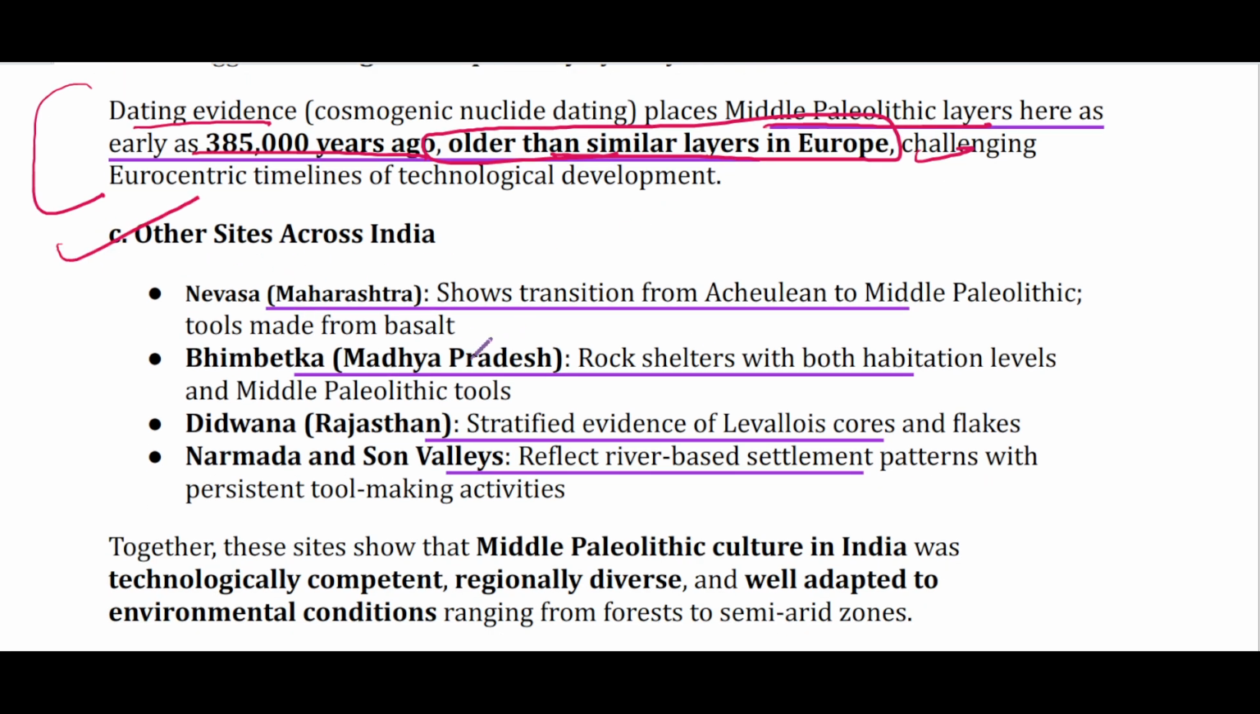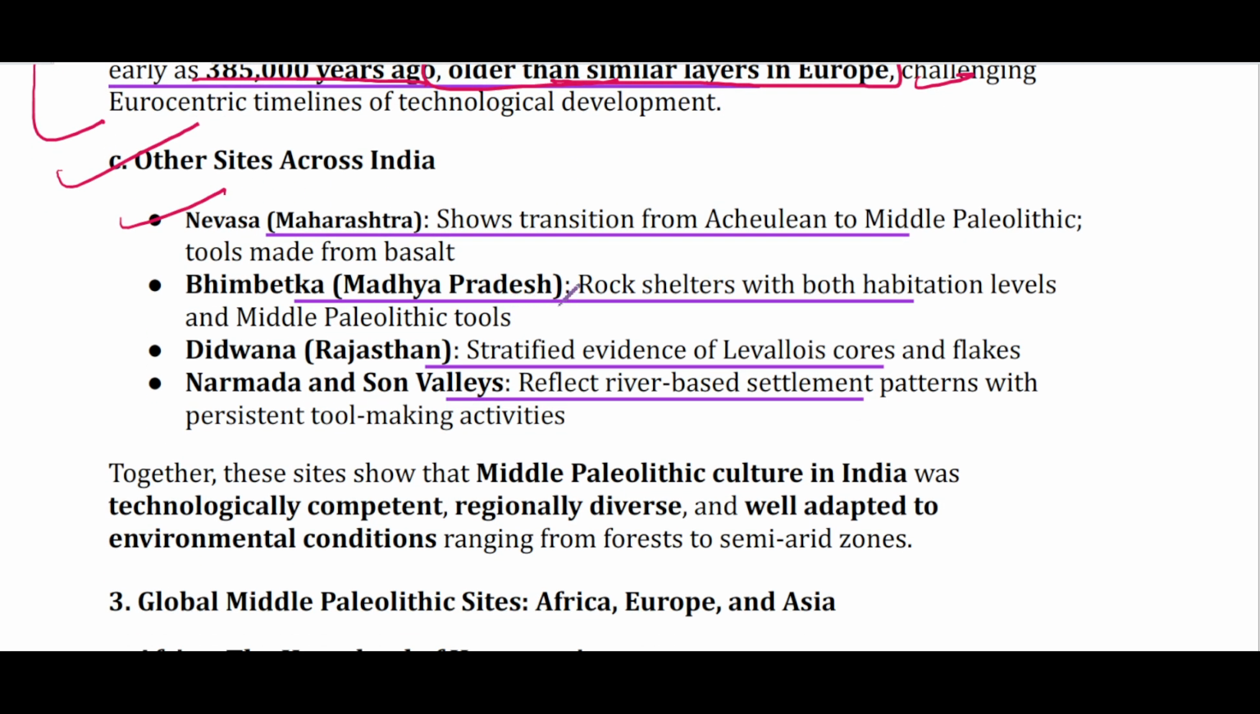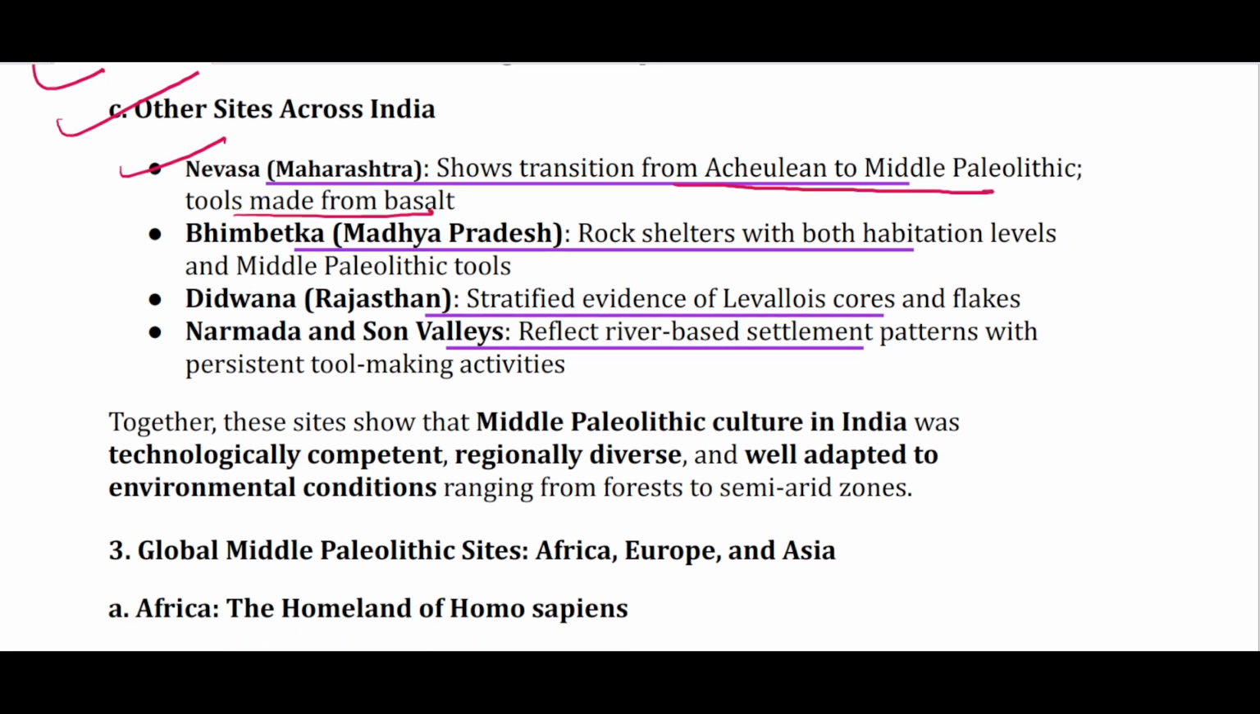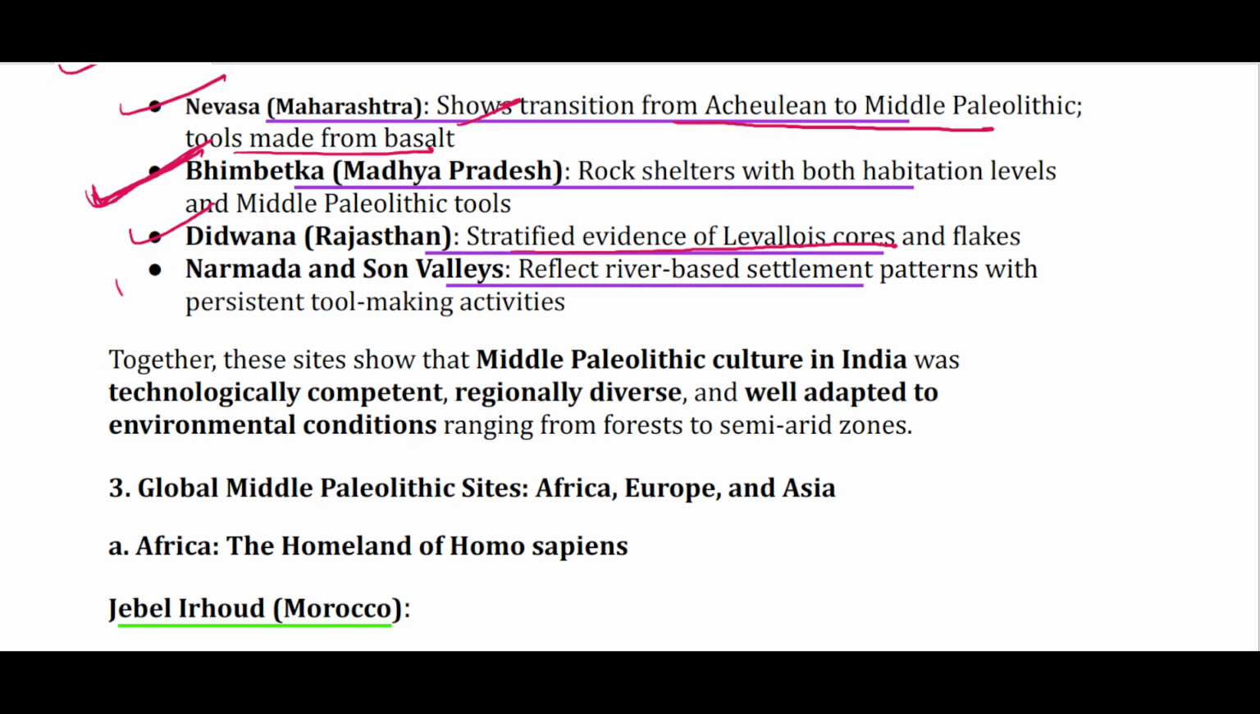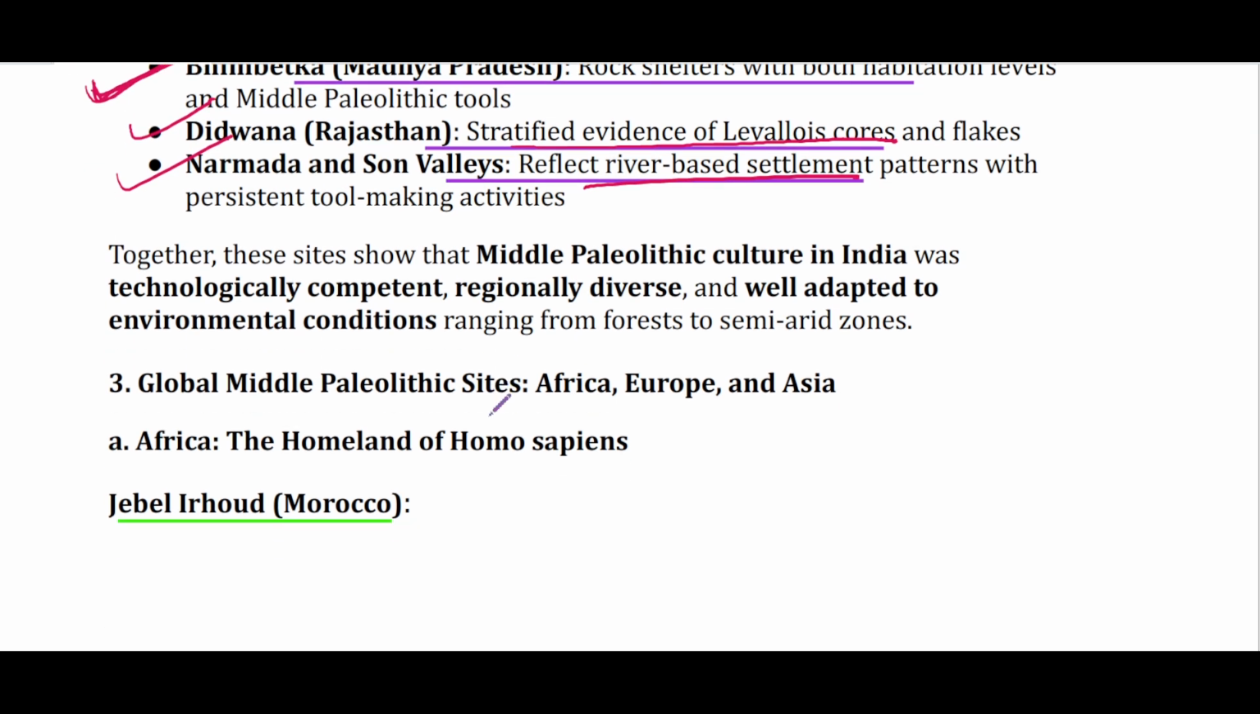The other sites across India: first, such as in Maharashtra, which suggests a transition from the Acheulean to the Middle Paleolithic, with tools made from basalt. Then Bhimbetka, which is a very important site because, like Attirampakkam, it also saw gradual habitation from the Lower Paleolithic to the Upper Paleolithic. Then the next site is Didwana, where stratified evidence of Levallois cores and flakes has been found. And then Narmada and Son Valley, which reflect river-based settlements.